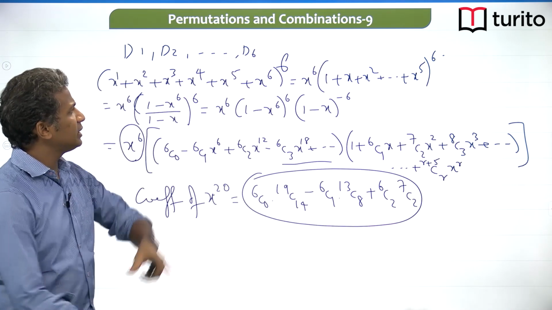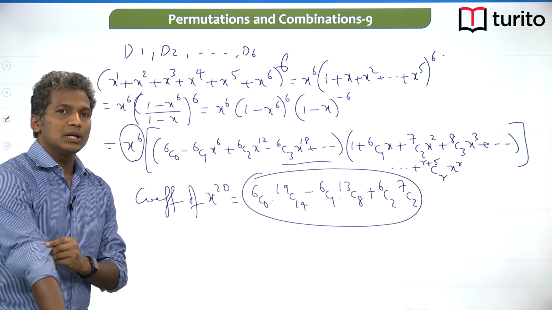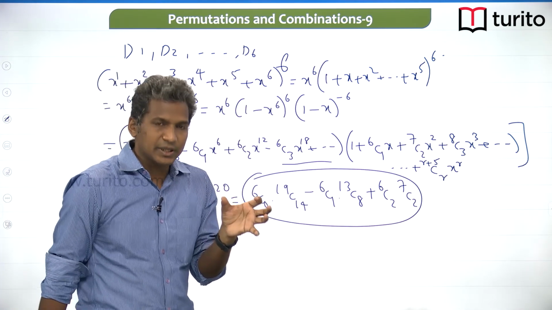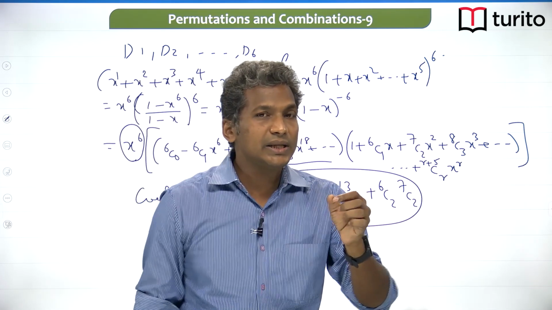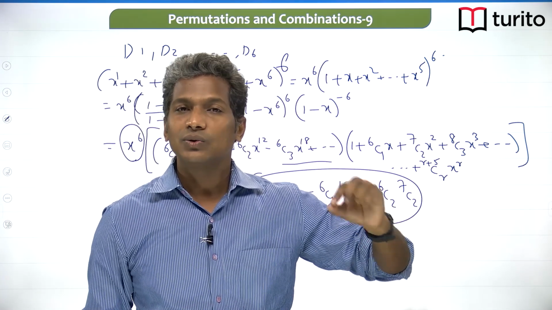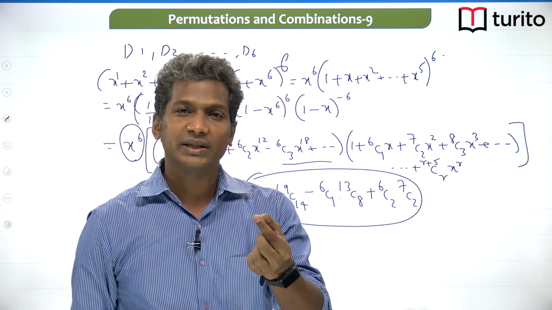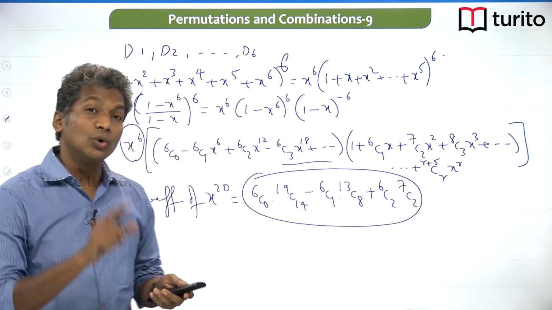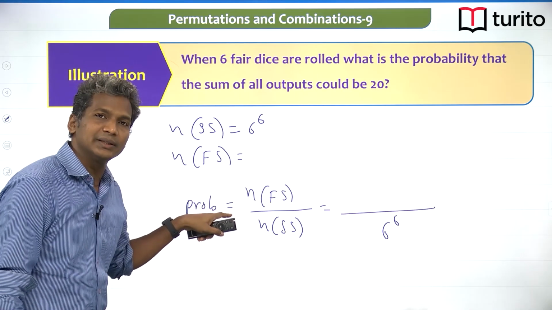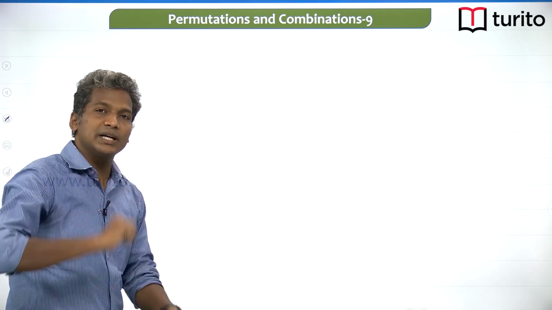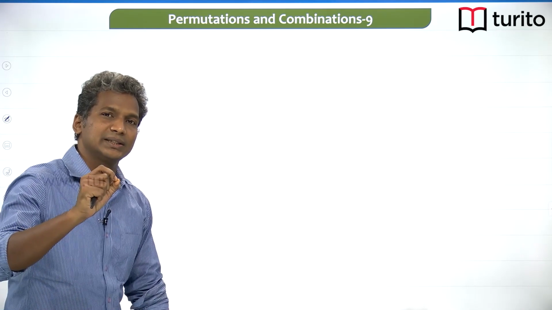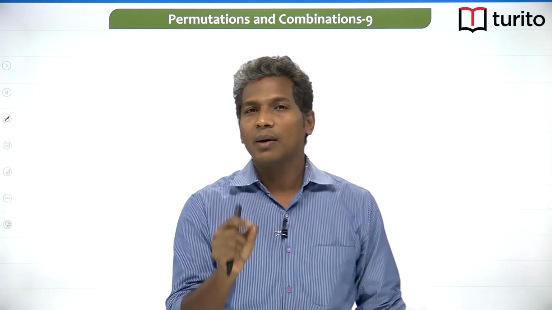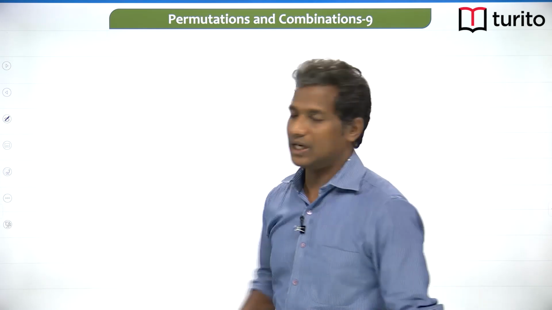When we are generating a function, what was our polynomial? Our polynomial was representing power as the output of the dice, and the coefficient as the number of ways. We can also modify this because our goal is to get the probability. So I can also generate functions with probabilities. I will make sure that the coefficient is the probability and the power is the output of the dice.